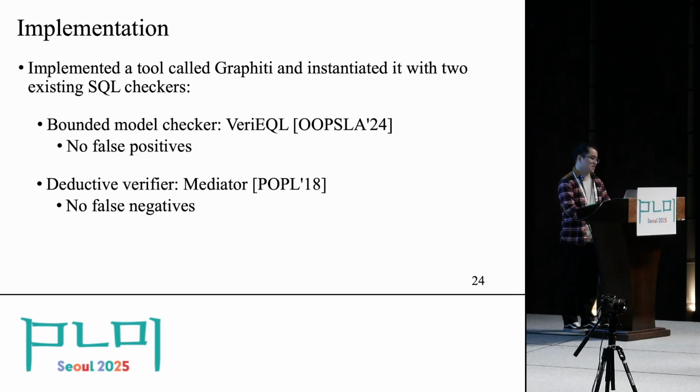The second checker is a deductive verifier named Mediator, proposed in POPL 18. It proves equivalence for CQ applications and produces no false negatives.